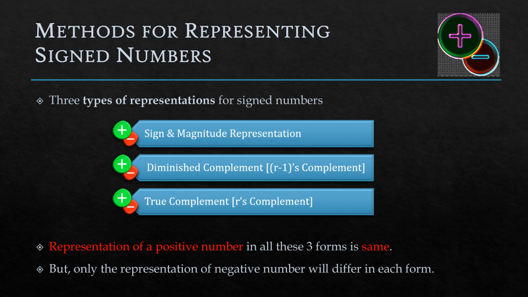We have three types of representations: sign and magnitude representation, diminished complement representation, and the true complement representation. Diminished complement can also be called the r minus 1, or radix minus 1's complement, and true complement can be called the radix complement or r's complement. The representation of a positive number in all these three forms is the same. Only the representation of the negative number will differ in each form.